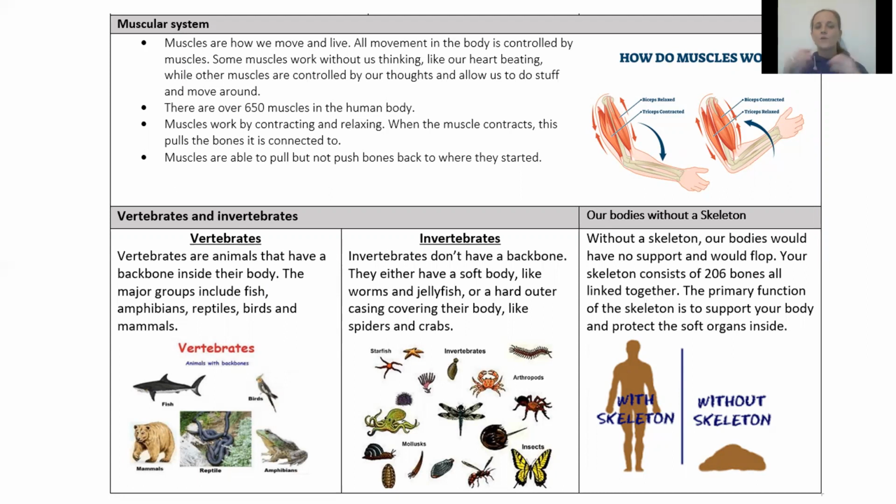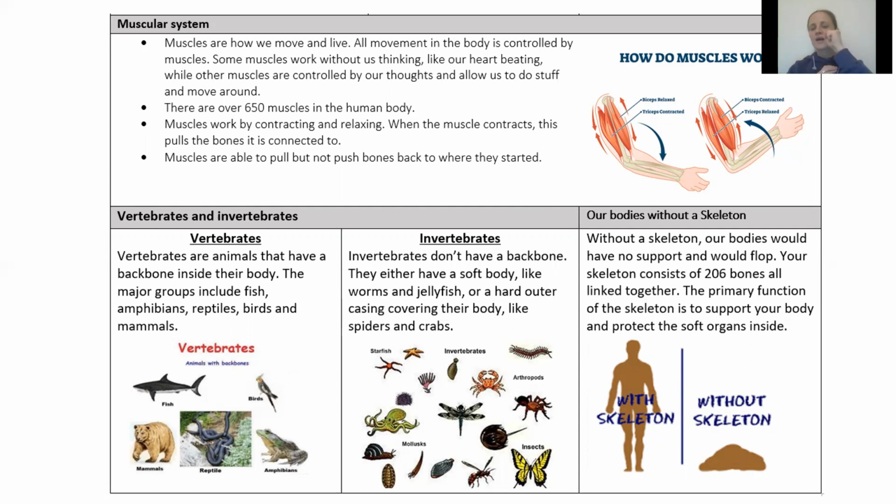And muscles are how we move and live. All movement in the body is controlled by muscles. Some muscles work without us thinking, and we call this involuntary, like our heart beating, while other muscles are controlled by our thoughts and allow us to do stuff and move around. There are over 650 muscles in the human body.